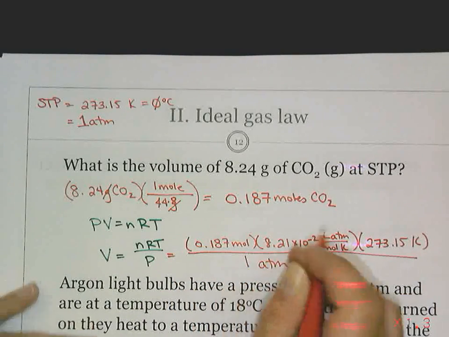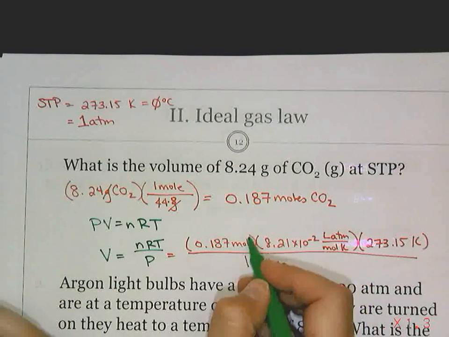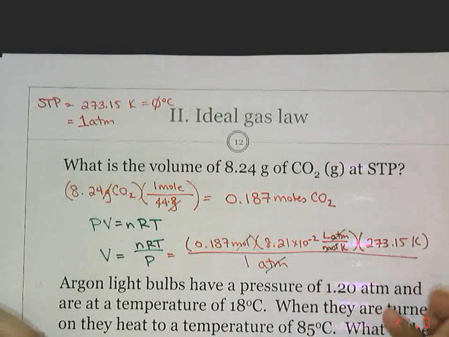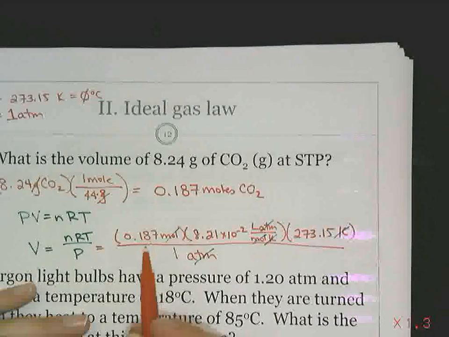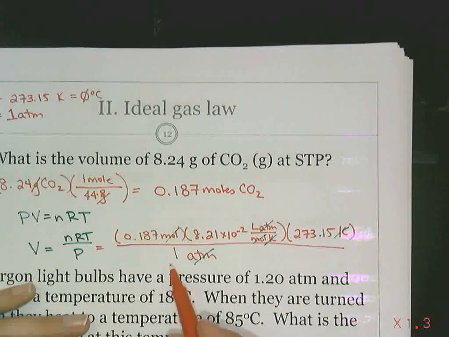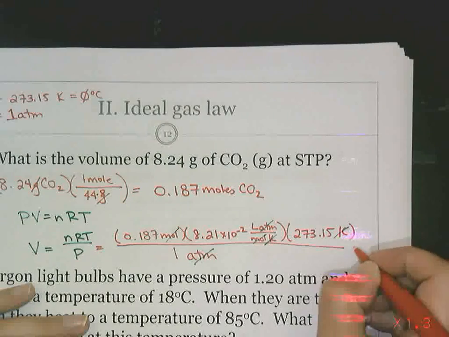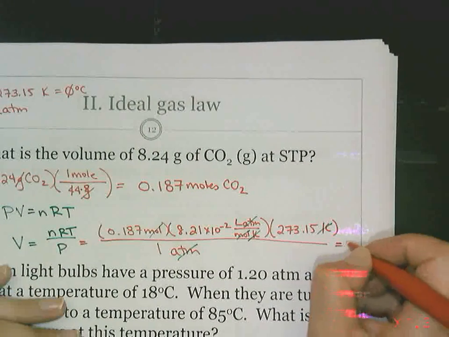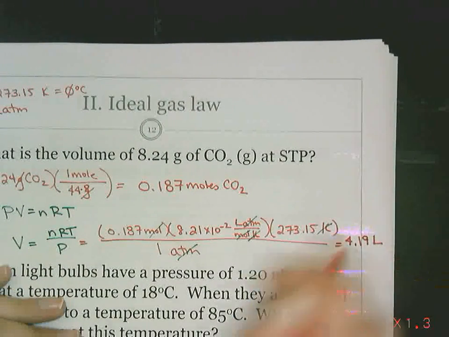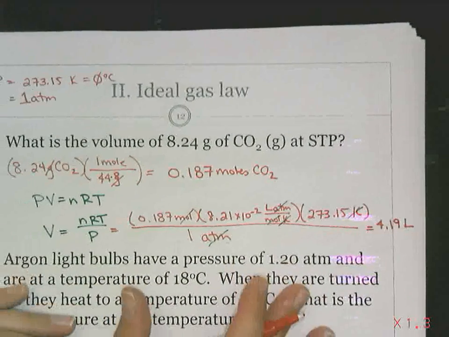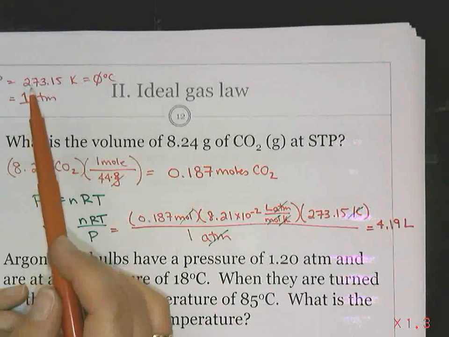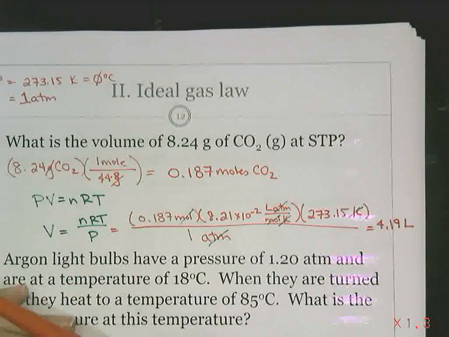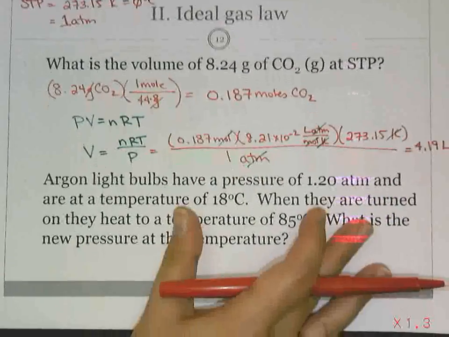Looking at our units, moles cancel out, and atmospheres cancel out, and Kelvin cancels out, and I'm left in liters, which is good, because I want to be in volume. Plugging that all in, I have 3 sig figs, 3 sig figs; 1 atmosphere is exact, so that doesn't count. So my final answer is 4.19 liters. So that much carbon dioxide at 273.15 Kelvin, 1 atmosphere has a volume of 4.19 liters. Okay, good. Now we're ready for a challenge problem.